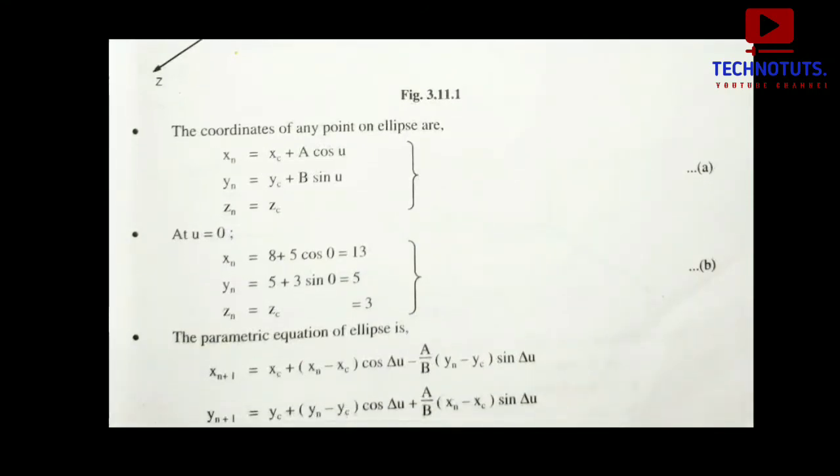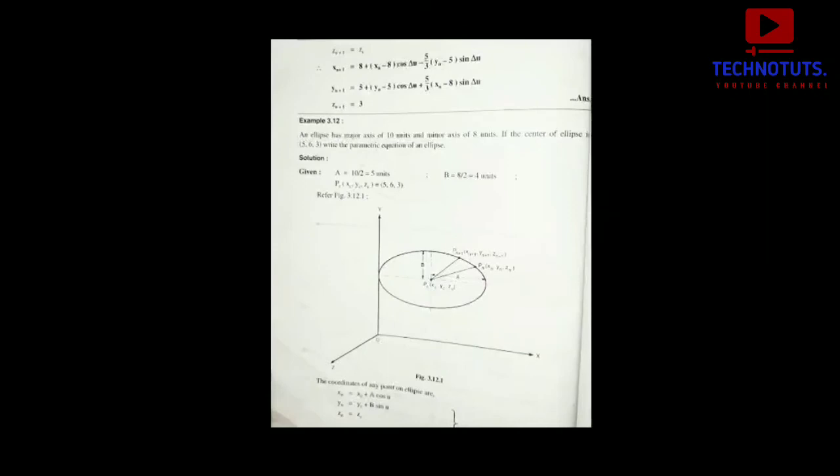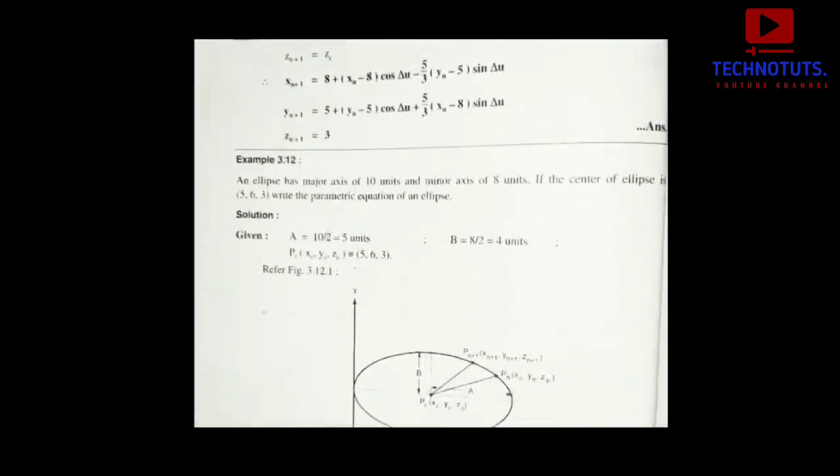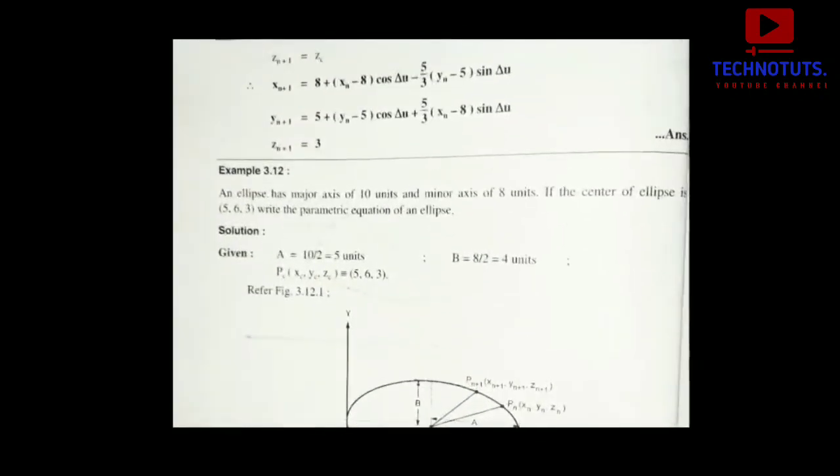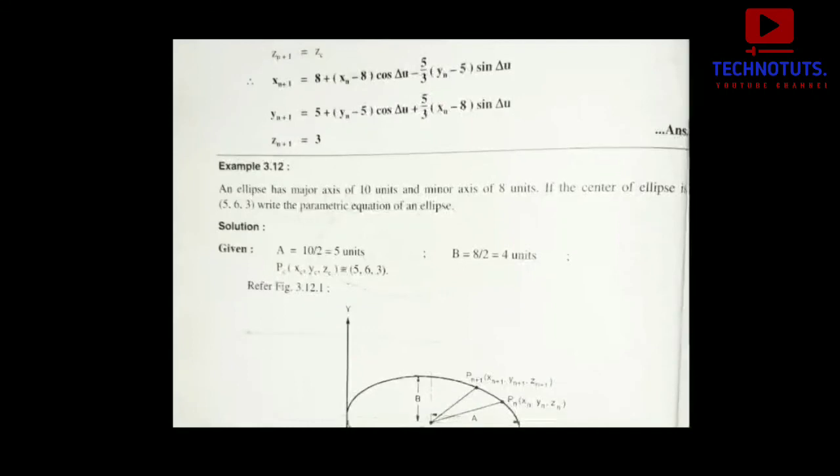So let us find the parametric equation of the ellipse. The parametric equation of the ellipse is given by these two equations visible on your screen, xn plus 1 is equal to, and yn plus 1 is equal to. We will substitute all the values in these equations and find the coordinates. See, we have substituted the values of a, b, xc, yc, and found the values of xn plus 1 and yn plus 1.